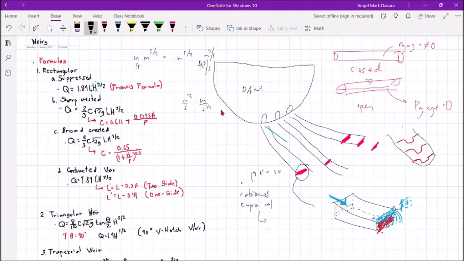So, yun. That's why these are empirical formulas. We cannot really derive kung saan sila nanggaling. Actually, they are from repetitive studies. And dahil sa repetitive studies na yun, nakapag-develop sila ng formula. Okay? So, let's start.